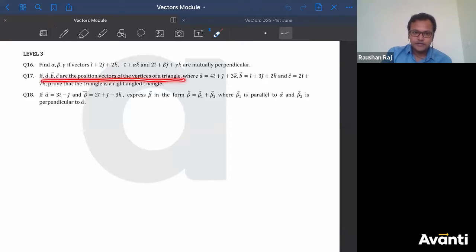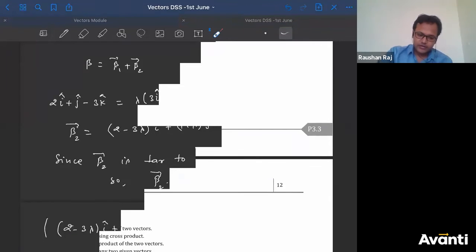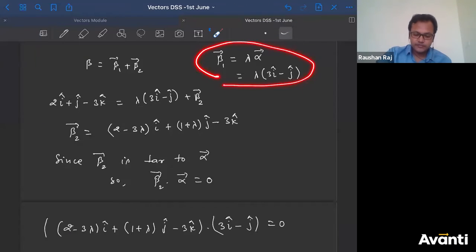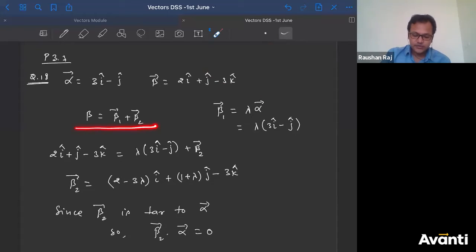Sir, please, after you take lambda, what happened? This is beta 1, which should be parallel to alpha. Then I have just put this value. Since beta is equal to beta 1 plus beta 2, I have substituted the value of beta 1 here, and then beta 2. Then I got the value of beta 2. But in beta 2, again, lambda is what? An unknown quantity. Here also lambda is an unknown quantity. We have assumed that. So we have to get the value of lambda, correct?